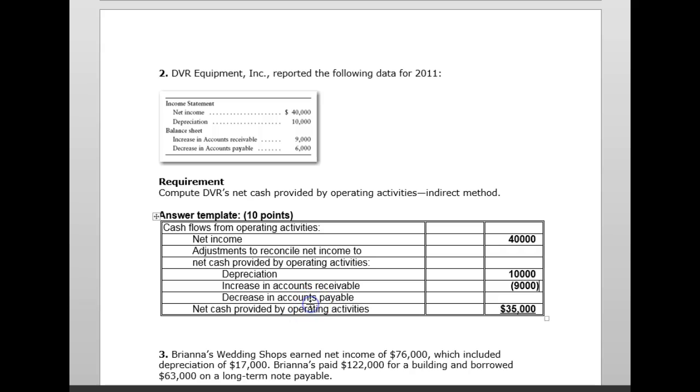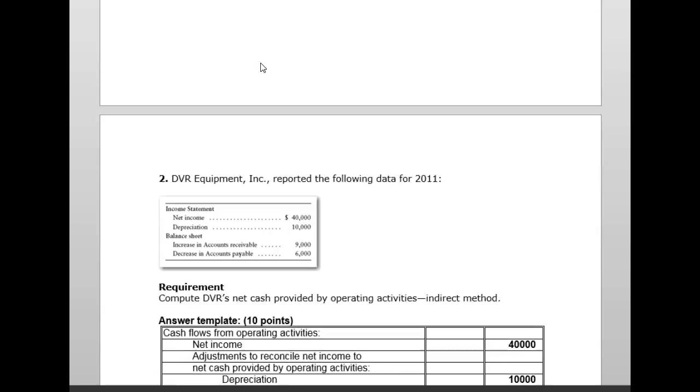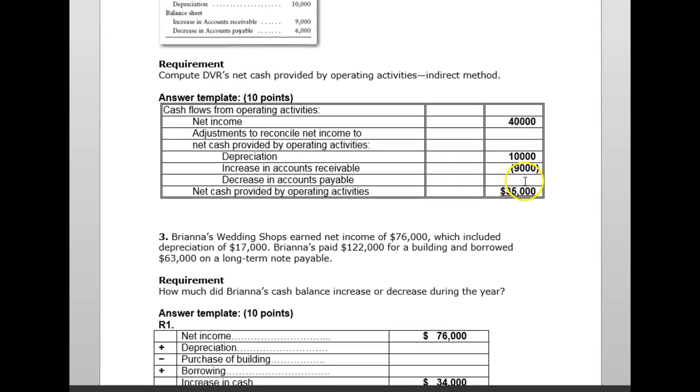Now, a decrease in accounts payable: what do we do in the above one? What did we have for that? I guess we had an increase in accounts payable, and that was an increase in operating. In this case, we have a decrease, so the opposite. So you can play off of what you've done in that first one, if that's not too confusing for you.